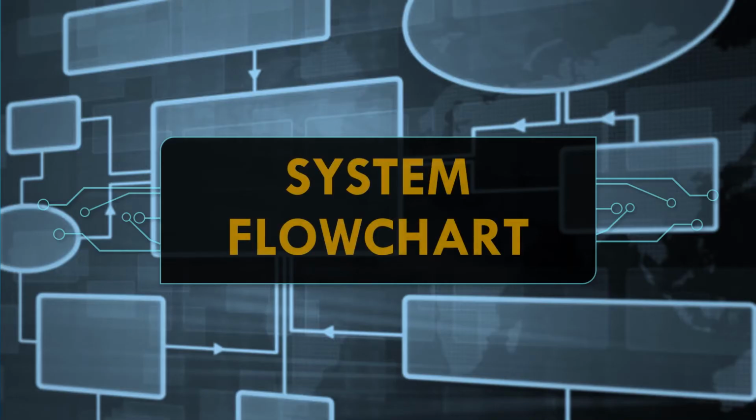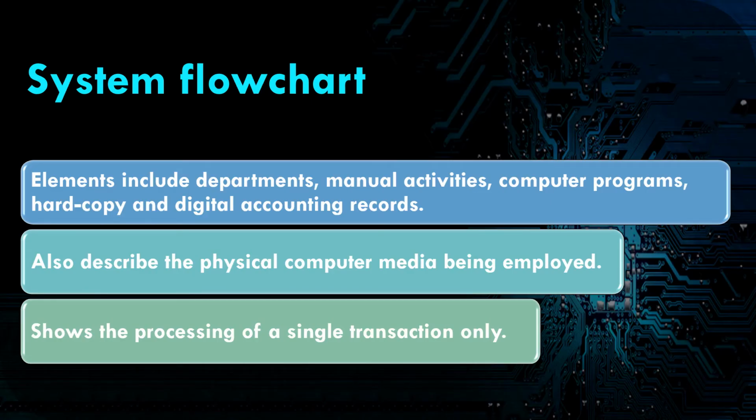Now let's move to the system flowchart. A system flowchart is the graphical representation of the physical relationship among key elements of a system. The elements include departments, manual activities, computer programs, hard copy, and digital accounting records. It also describes the physical computer media being applied, and it shows the process of a single transaction.